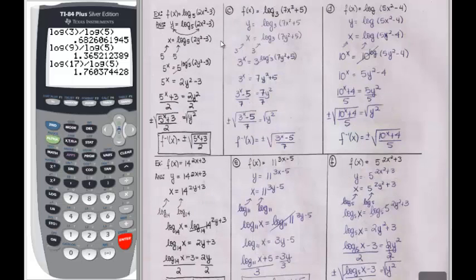Also, here we have f of x equals a logarithmic function. Same steps: change f of x to y, then do the switch. x takes the place of y, y takes the place of x. Now our job is to get the y alone. So how do I do that?